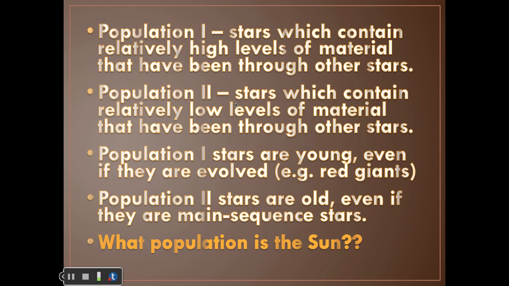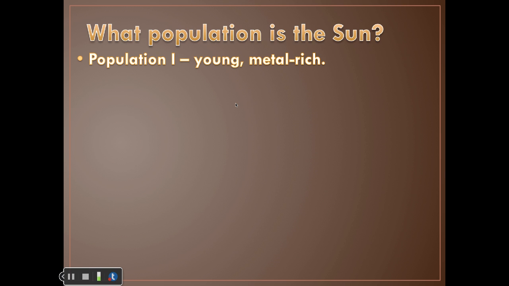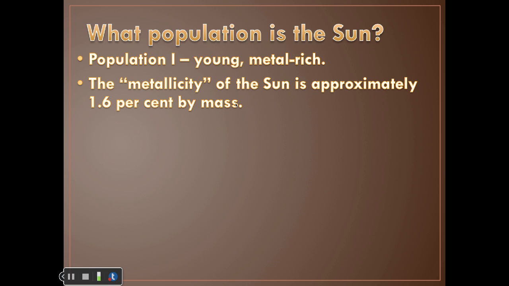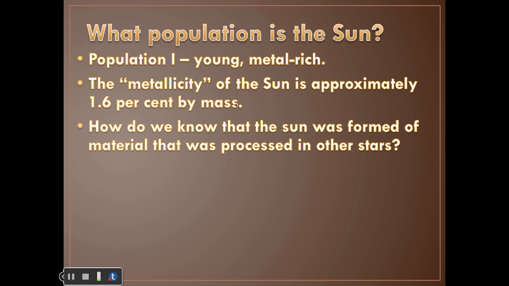So what population is the sun? Well, I already hinted at this. The population of the sun is 1. It's a young metal-rich star. In fact, its metallicity, if you want to take this in terms of how much of the sun is made up of elements more massive than helium, it's 1.6% by mass, or about 0.1% if you do it by number of atoms, because remember the more massive elements represent more mass, obviously.